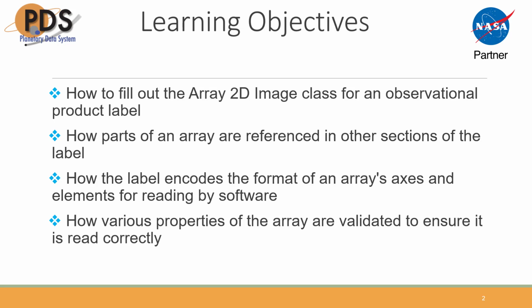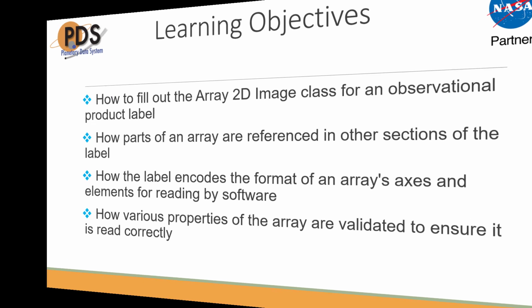how the label encodes the format of an array's axes and elements for reading by software, and how various properties of the array are validated to ensure it is read correctly. Feel free to pause or go back in the video at any time to review the material.